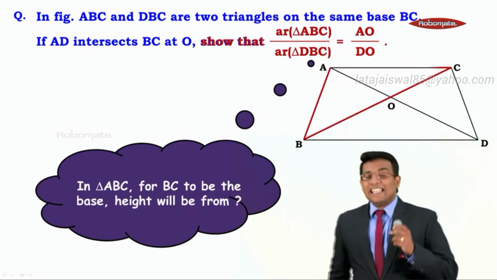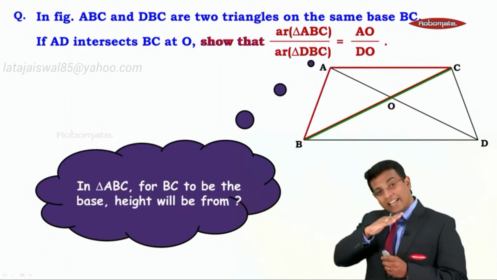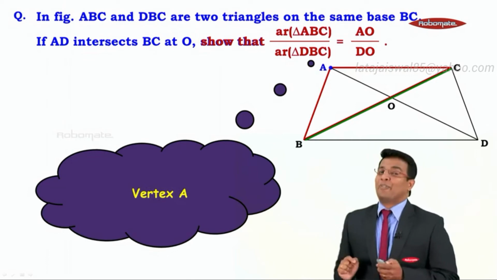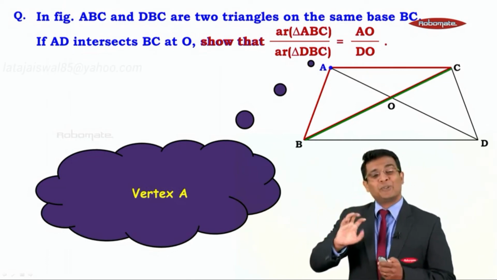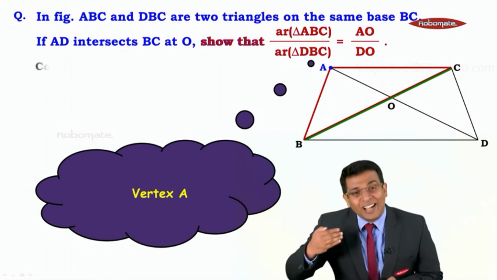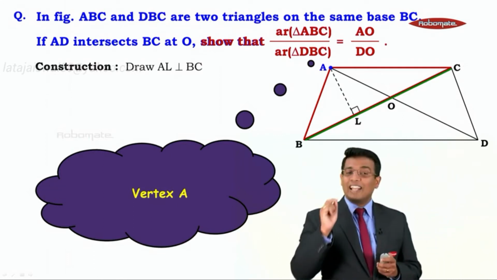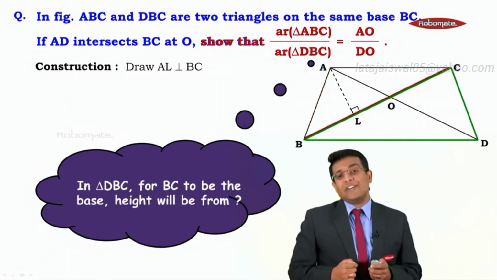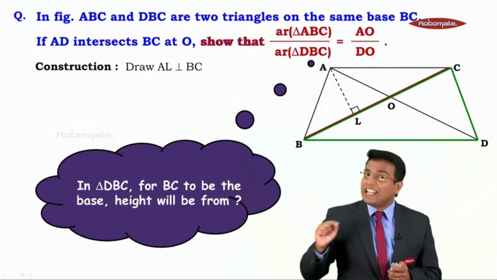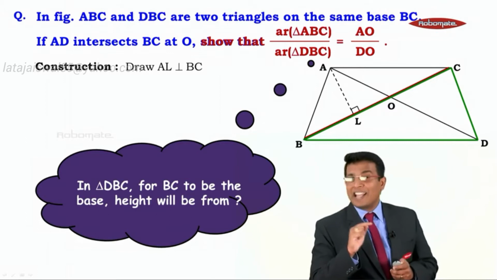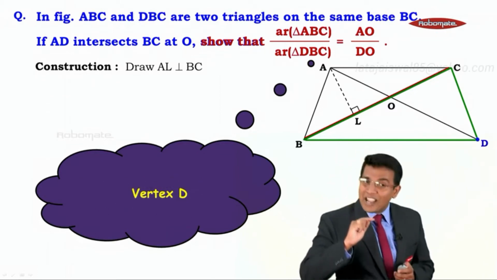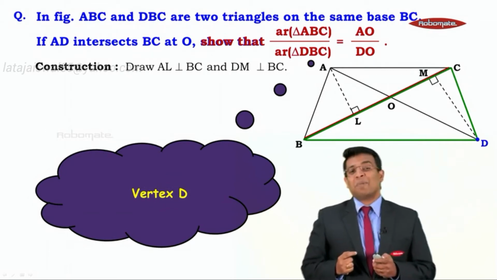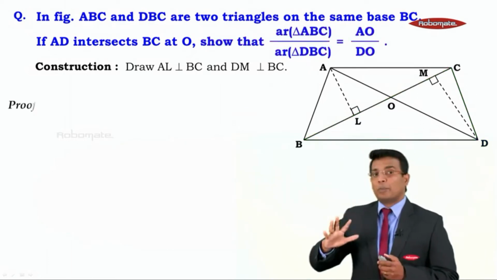So now in this triangle ABC, for BC to be the base, the height will be from where? It has to be from A. Beautiful. So from A, we need to draw a perpendicular so that we get a height. Do we have it? No. So we are going to construct it. So now we draw AL perpendicular to BC, right? Now the next one, in triangle DBC, for BC to be the base, height will be drawn from where? It has to be from D. So from D we draw a perpendicular on BC, and that is the next construction where I draw DM perpendicular to BC. So this is what we thought about the construction, right?